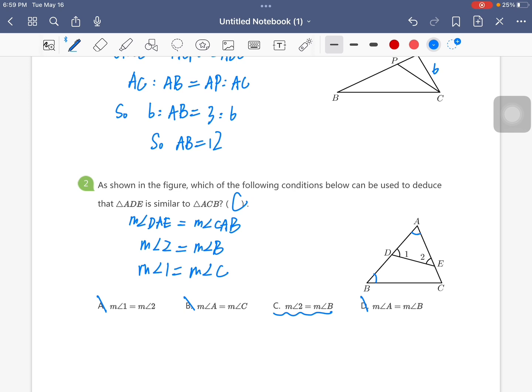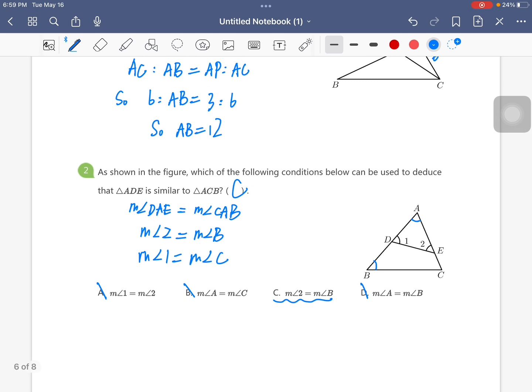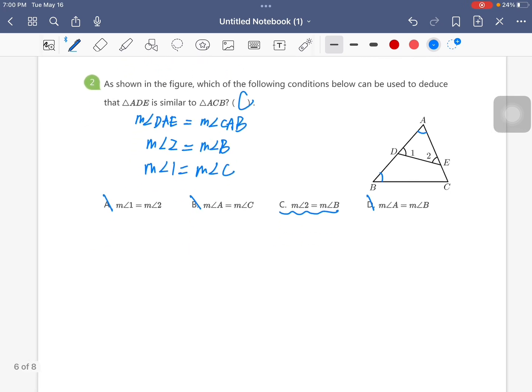We actually have 3 ways to prove triangles are similar. The first one is AA, which is this one: 2 pairs of corresponding angles are equal. If we have 3 pairs of corresponding sides that are proportional, that would be SSS, another way to prove triangles are similar. And if we have 2 pairs of corresponding sides that are proportional and the corresponding angles between them are equal, that is SAS, the 3rd way. Try to remember the 3 ways when we need to prove.